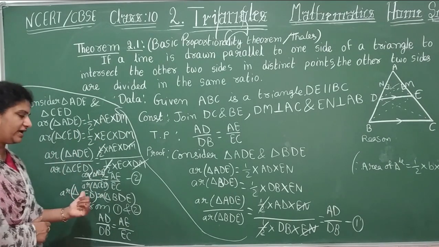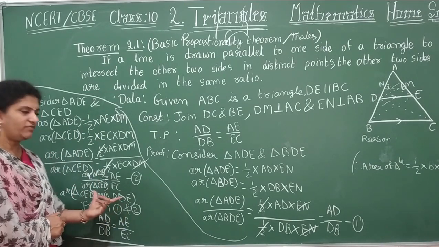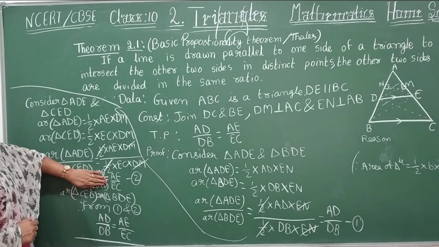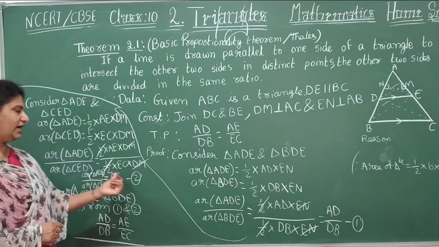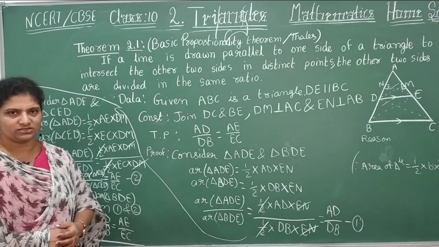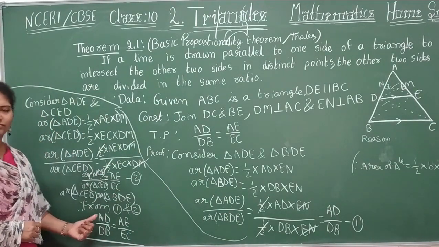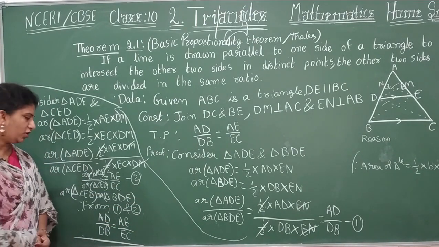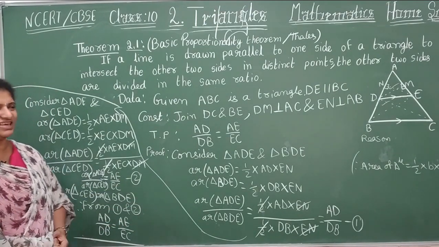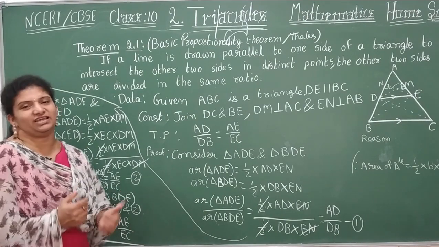Therefore, those two areas are equal. If they are equal, what happens? This set is equal to this set. So you can skip that set and equate these two equations. On comparing from 1 and 2, we get AD by DB is equal to AE by EC. This is your first theorem.